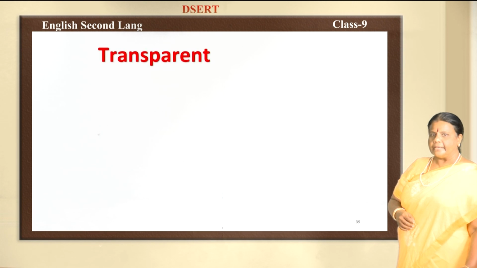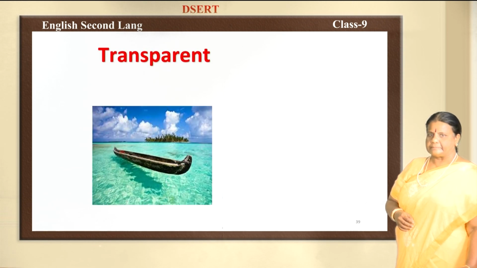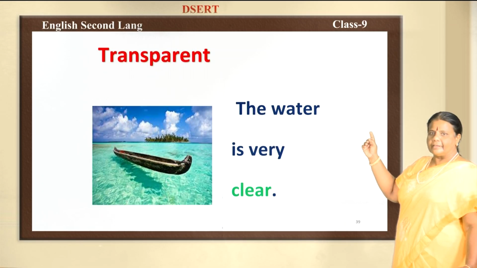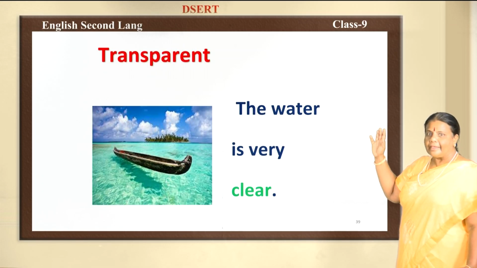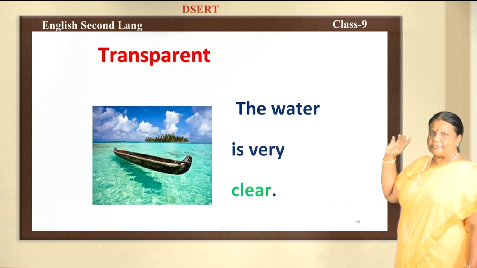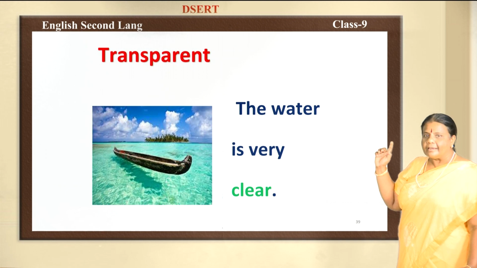The next word is transparent. The water is very clear. Look at the picture, children. You can see the water is very clear. You can see almost everything over there. So, the meaning of the word transparent is very clear.